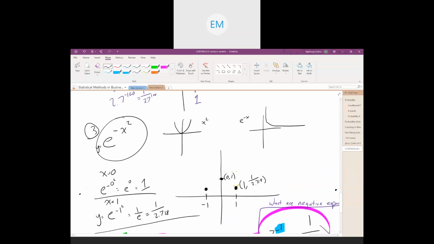Now, let's connect the dots. What does this look like? It's normally almost a flat line until it reaches these 3 points where the little curve would come, and then it would go back to approaching the x-axis.